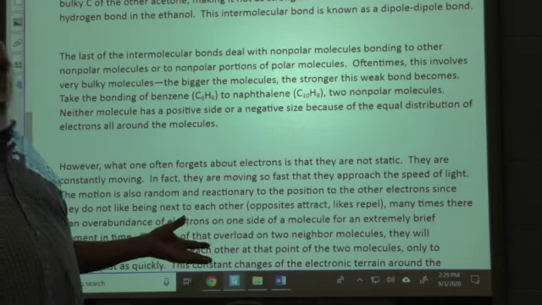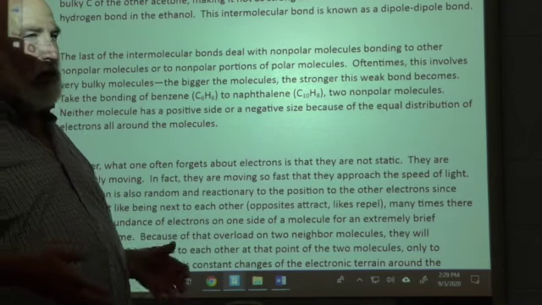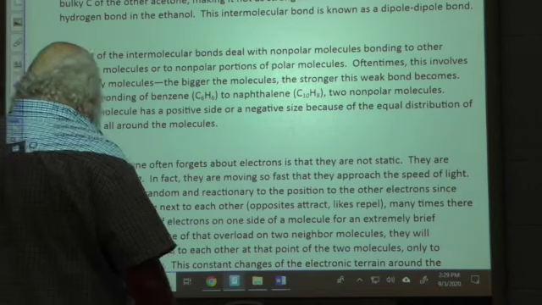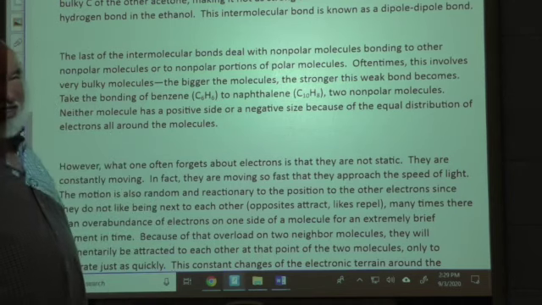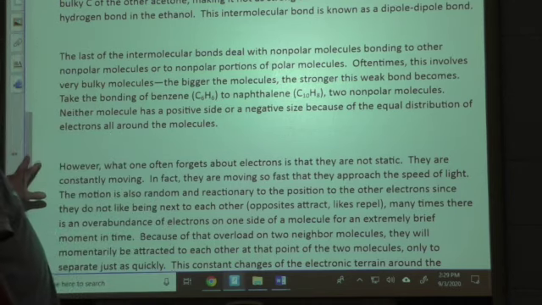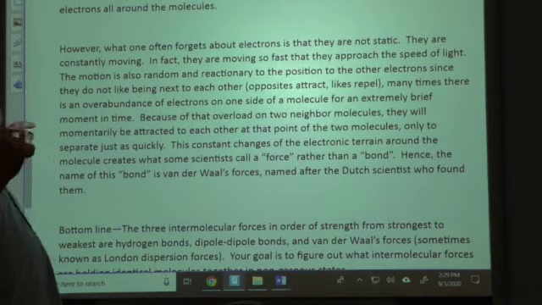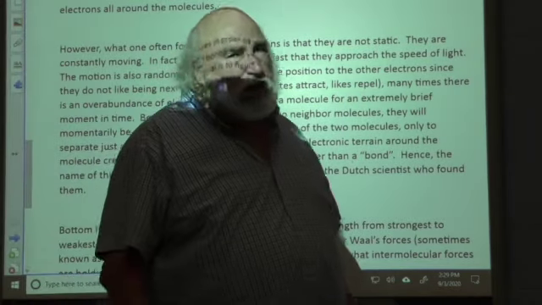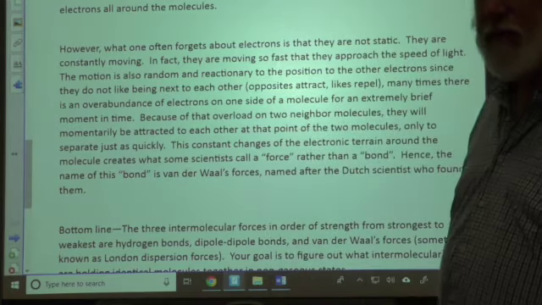So how in the world are they going to bond to each other if they don't have a positive or negative side? Well, it turns out we actually kind of do have a positive and negative side. Just a little bit. Just enough where they can actually form a quick bond. Right?